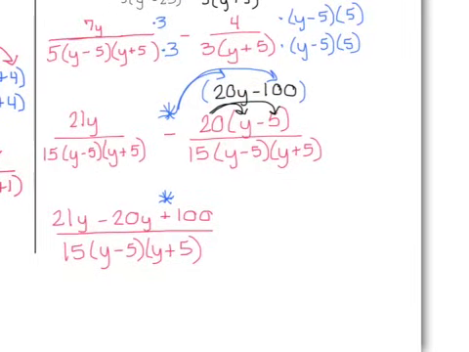All right, we're almost done with this problem. What can we simplify from here? 21y minus 20y just gives us y.